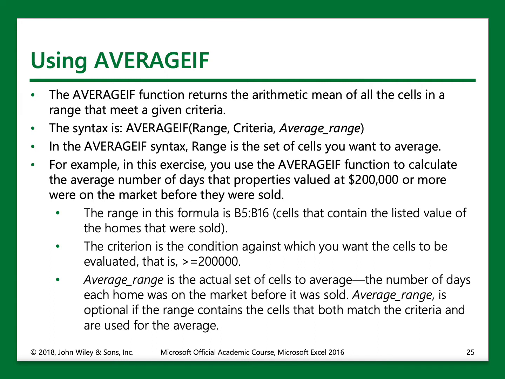So the range in the formula is B5 to B16, i.e. the listed value of the homes that were sold. The criterion is the condition against which you want the sales to be evaluated, so that's greater than or equal to $200,000. And then the average range is the cells that you actually want to average. That's the number of days.